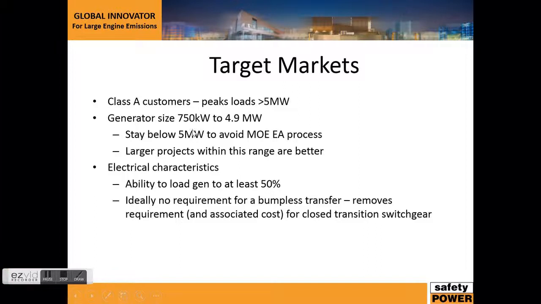But that doesn't mean you can't have several engines, several 2 meg engines that might add up to 10 megawatts in total. That would definitely fit well with this presentation and the goals. In terms of electrical characteristics, it's important to have the ability to load the generator to at least 50%. If you can't load your generator, you can't offset demand, which means you can't take advantage of global adjustment savings.